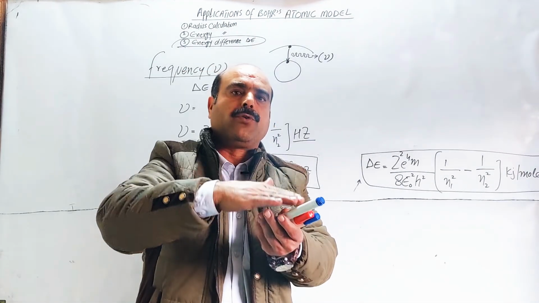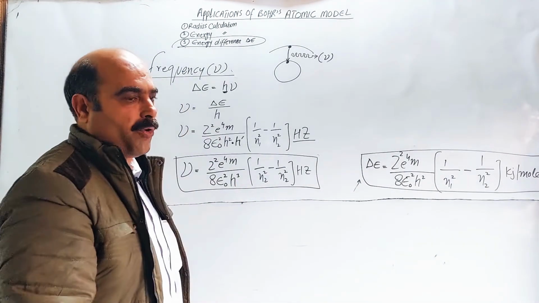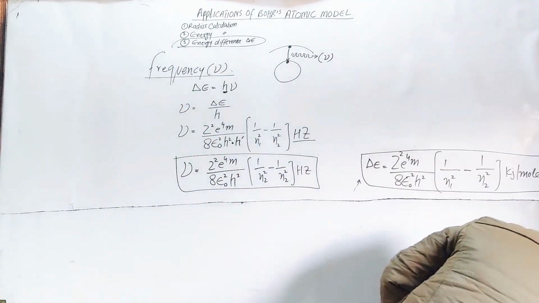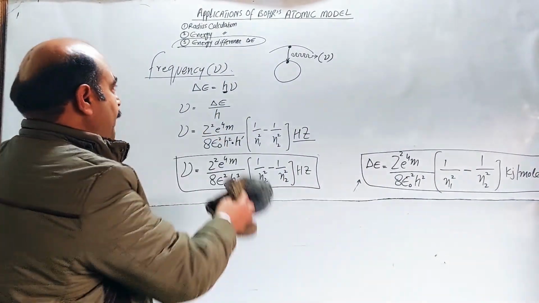This equation is used to calculate the frequency of the emitted radiations when an electron comes back from a high energy level to a low energy level. This was the fourth application of the Bohr atomic model. Next, we will move toward the last and final application.